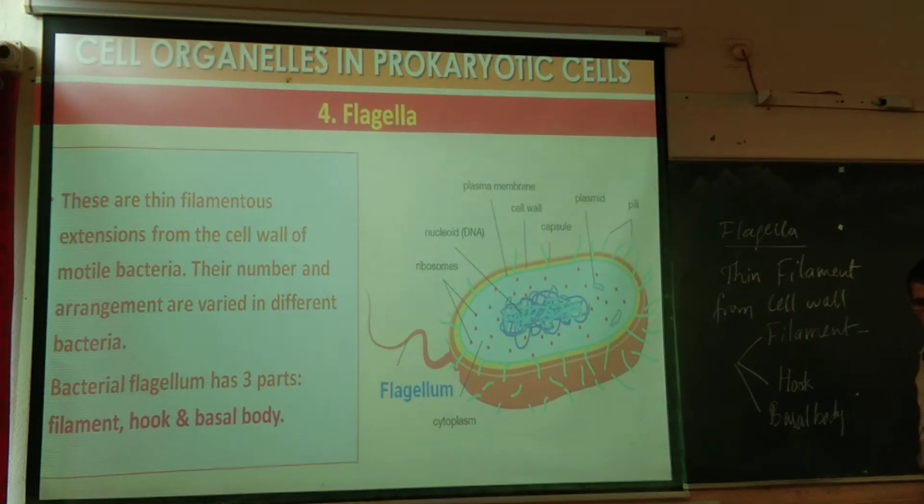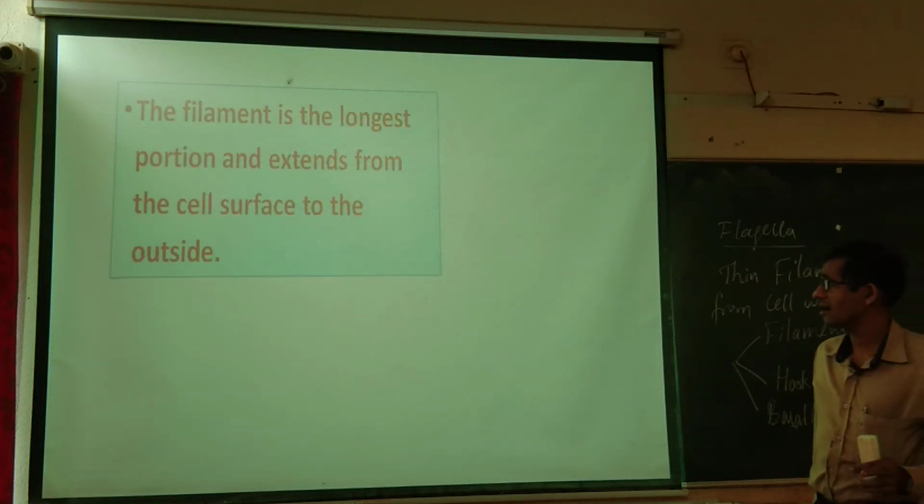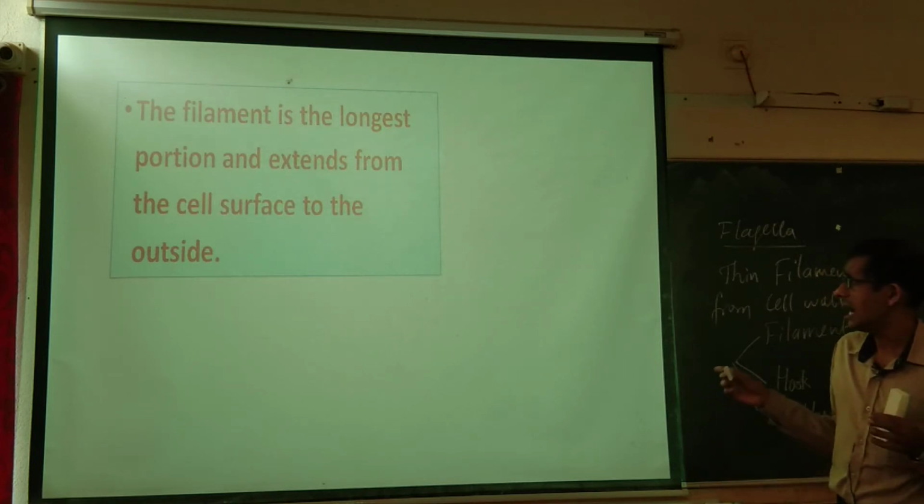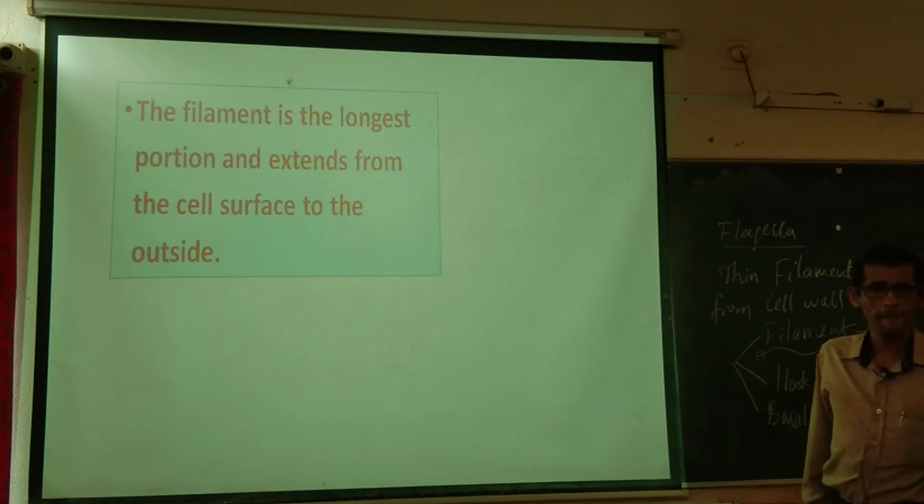The filament is a long thread-like structure present in the flagellum. It is the longest portion and extends from the cell surface to the outside. Here we can observe the structure: the filament, the hook present here, and the basal body present here. What is this basal body? The basal body is the part of the entire flagellum which has the attachment with the main cell.